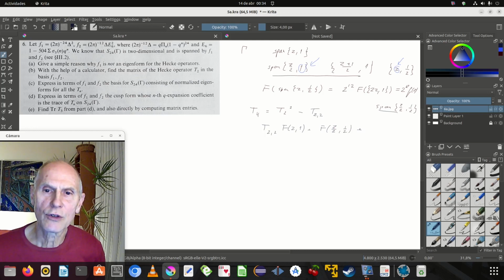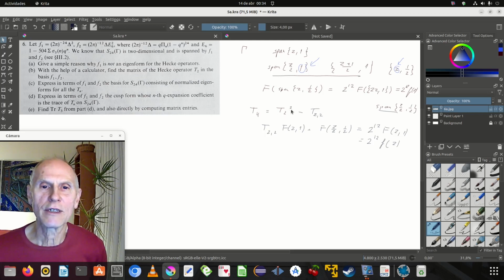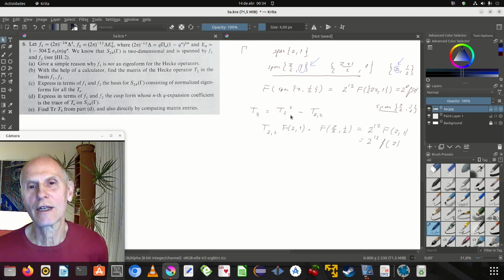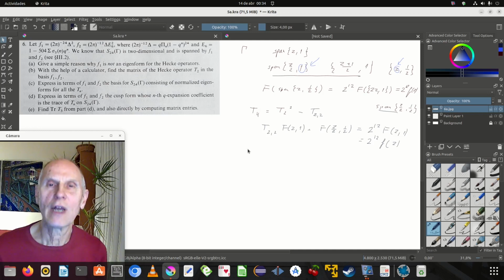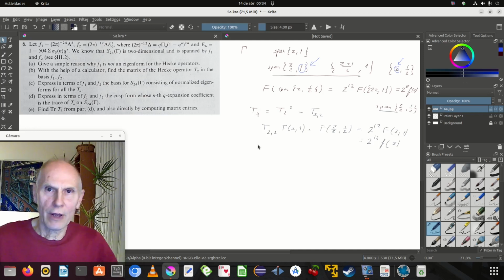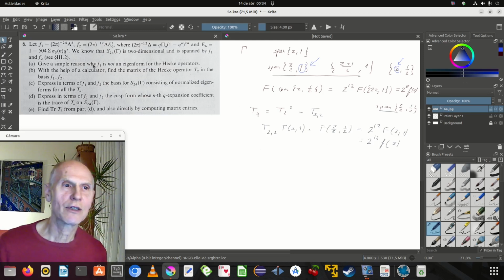And then we take 1/2 out. And that's just f. That f is an eigenvalue of T2 as well. So when it is to T2, then it will be to T2 squared and then to the difference as well. So it's an eigenvalue of T4 as well. So I thought now I'm ready to start on this problem.